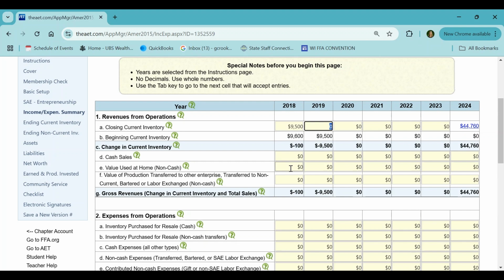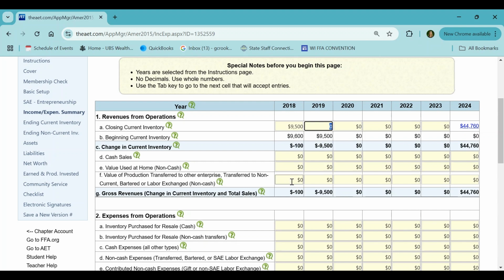The value of product used at home, this is a non-cash entry. This would be if you barter maybe with your parents and you raise pigs, and one of the pigs out of your herd is actually going to go to your family to help offset some of the costs of using their facilities and electricity and those types of things. So if you give part of your SAE project to your family to use, that would go here.